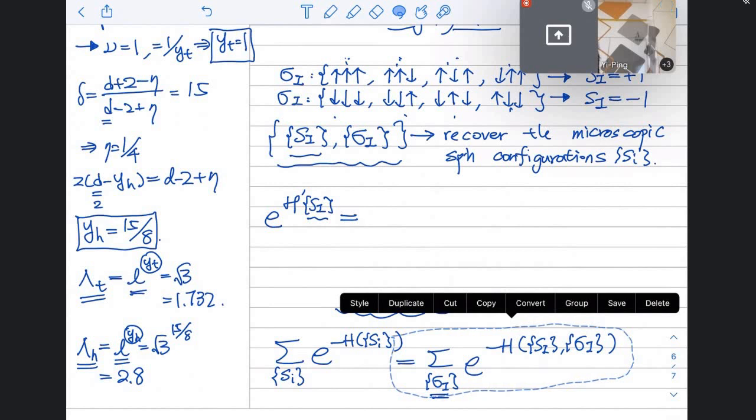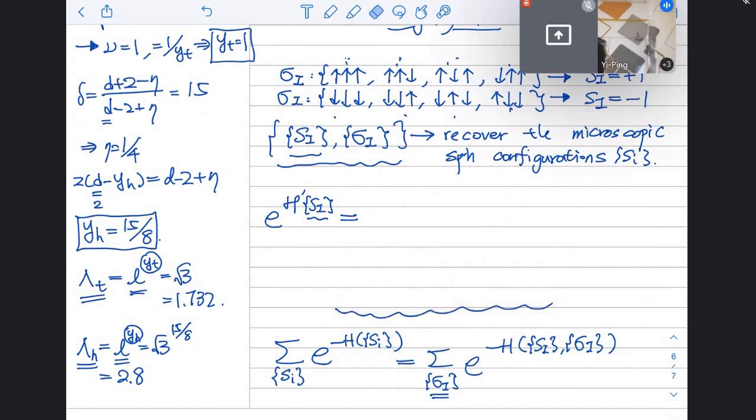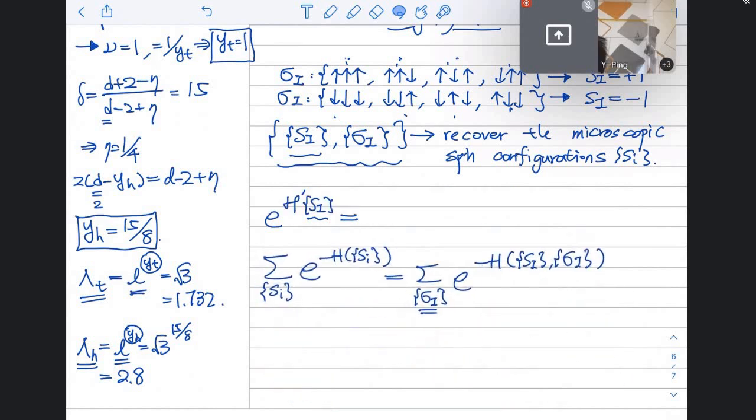So let me try to restate what I'm trying to say again. This is the original Hamiltonian, nothing's changed. We just define the partition function and we just sum over all the little spins.